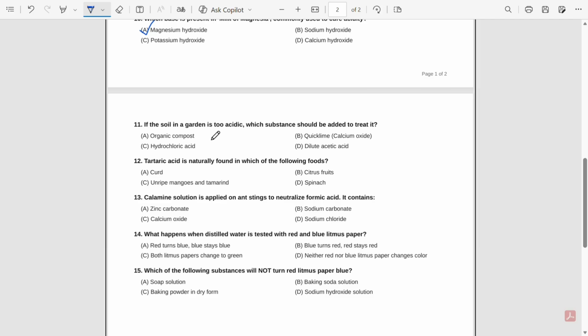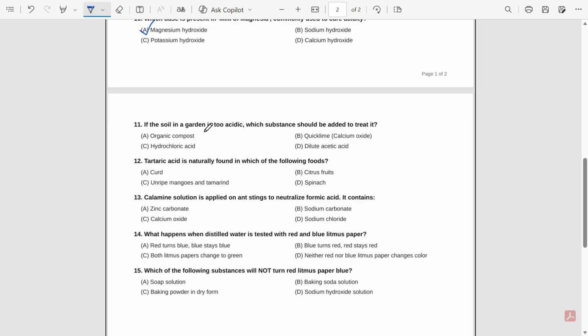If the soil in a garden is too acidic, observe this. అంటే మీకు ఏదన్నా ఒక గార్డెన్ ఉంది, ఆ గార్డెన్లో సాయిల్ టెస్ట్ చేశారు మీరు. ఆ సాయిల్ టెస్ట్ వచ్చినప్పుడు మీకు పిహెచ్ అనేది చాలా తక్కువ ఉంది. అంటే almost maximum it's too acidic, అంటే పిహెచ్ 1 or 2 ఆ రేంజ్లో ఉంటుంది అనమాట. Too acidic అన్నప్పుడు which substance should be added to treat it?